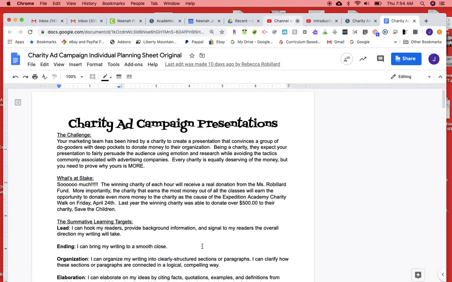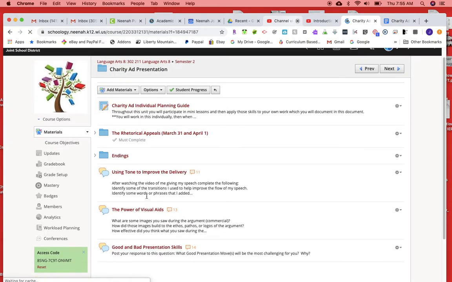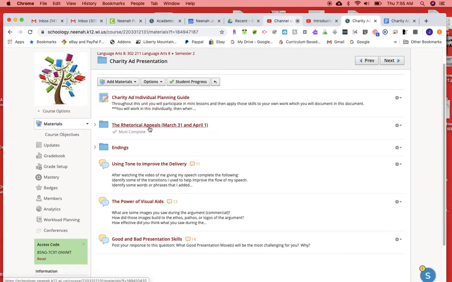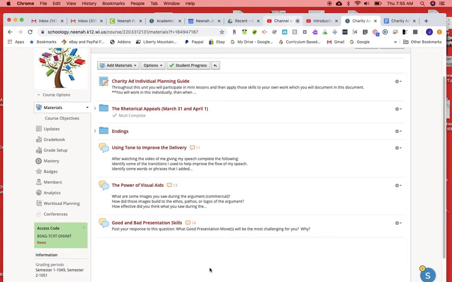So that pretty much wraps up the charity project. And what you're going to do, to get through and learn about each one of these, is work your way through these folders. So here's the rhetorical appeals, the ending, using tone in your delivery, the power of visual aids, good and bad presentation skills. So it's rather short if you haven't started. So it's important. Everything is due tomorrow, Friday.